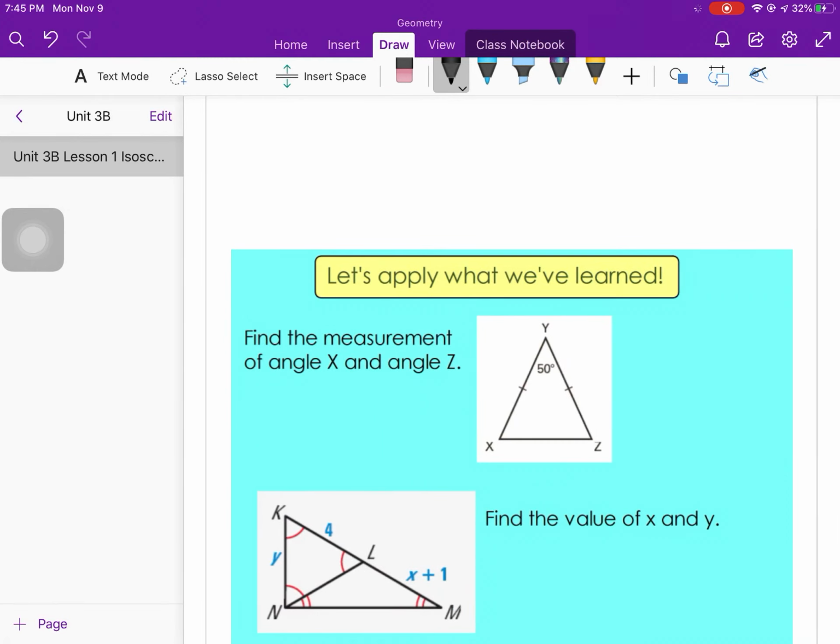So let's do some application of what we've talked about here. So we want to find the measurement of angle X and angle Z. Notice that we have an isosceles triangle. We know that XY is congruent to YZ. You don't have to write this, but if those two are congruent, we have an isosceles triangle. Therefore, we know that the angles opposite of them, X and Z, are also congruent. So we have to find those angle measures.